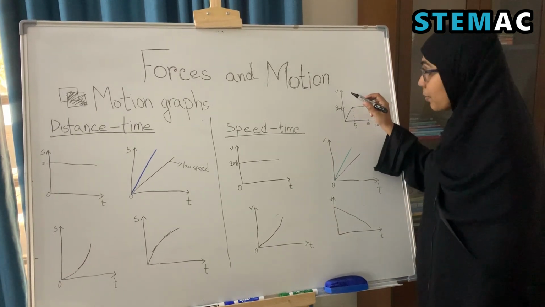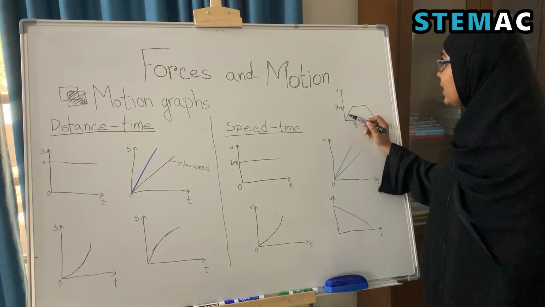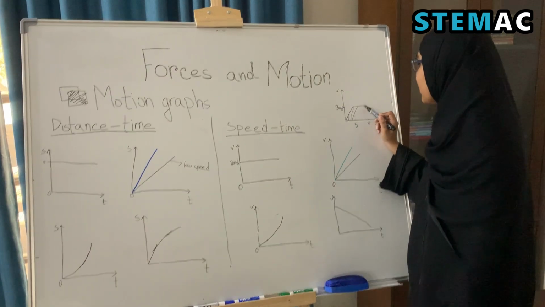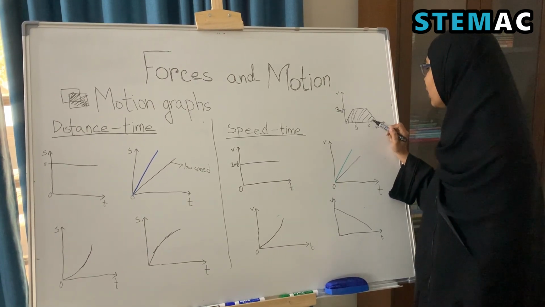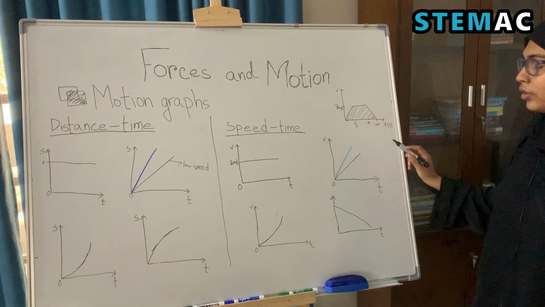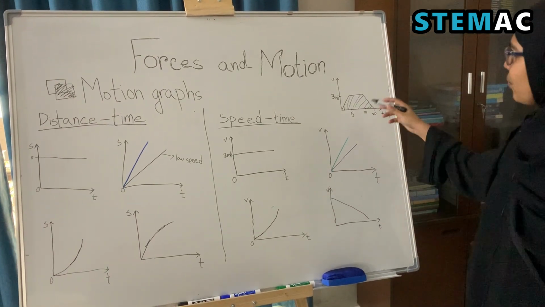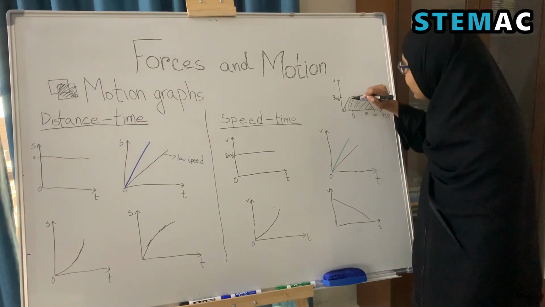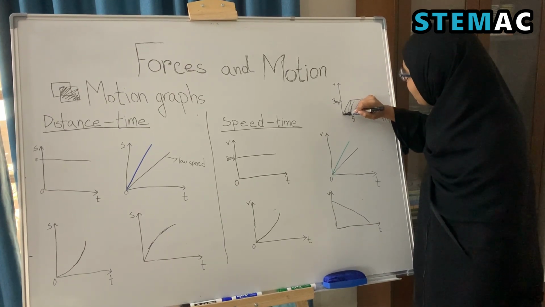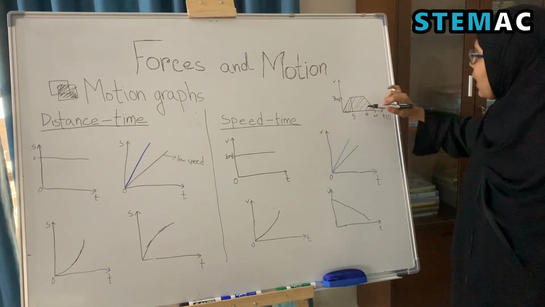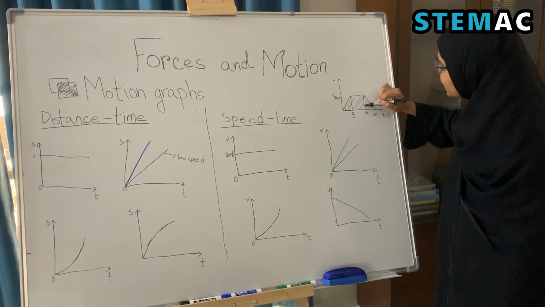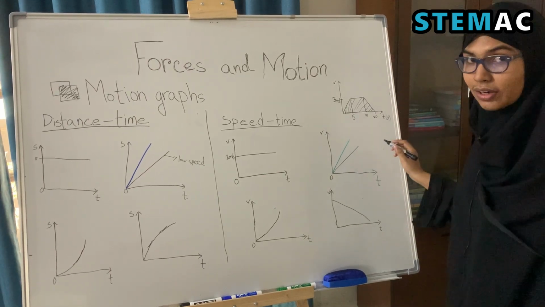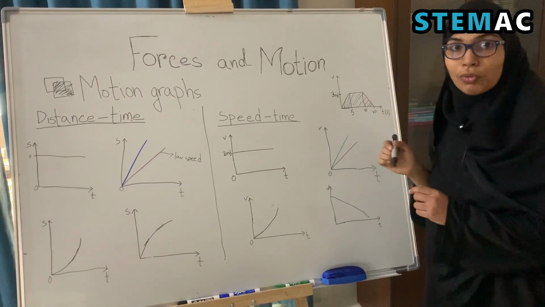So from the speed time graph, we can find the distance traveled. How can we find this? We can find it by finding the area under the curve. So if we calculate the distance traveled for the car, we have to find the area of this triangle, and then the area of this rectangle, and then the area of this triangle. That's how we can find the distance traveled for this car.